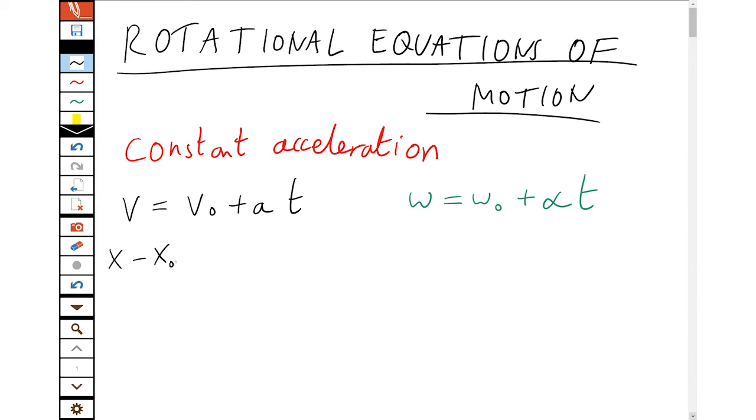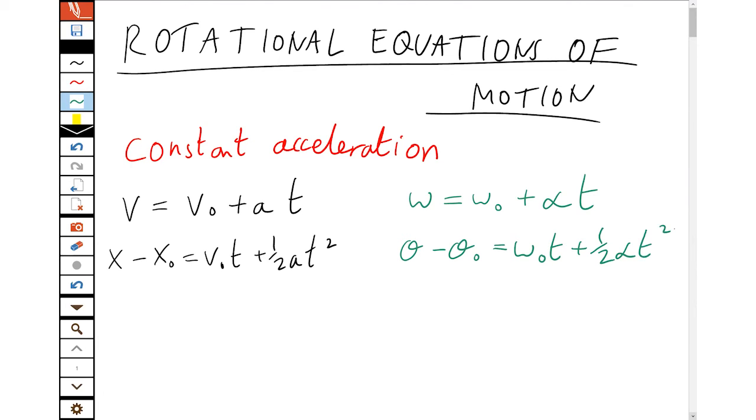New position minus old position, so change in position is old velocity times time plus a half the acceleration times time squared. So the angular version is the change in angle is equal to old angular velocity times time plus a half the angular acceleration times time squared. And remember, any of these numbers might be negative. You just plug that into the equation. And you see here, new angle minus old angle. So that means angle covered. How much angle did it rotate through while we were doing all this?